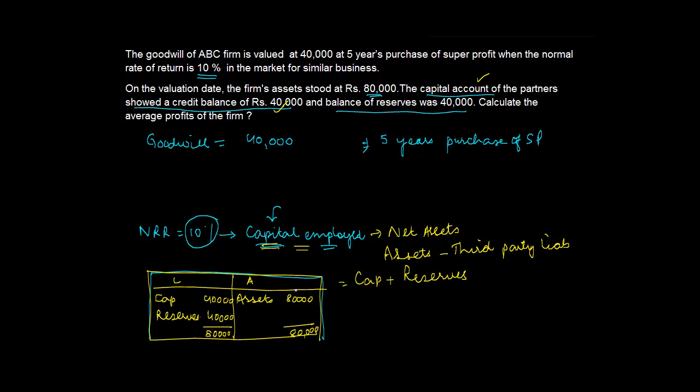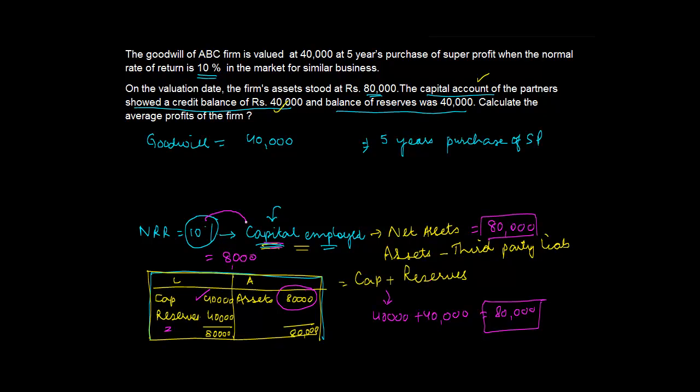If you apply this logic to the case given in hand, the assets are 80,000, there is no liability. So the capital employed can be taken as 80,000 under this option. Even if I follow this approach, how much is the capital? 40,000. The reserves are again 40,000. The total is 80,000, right? So my capital employed is 80,000. The normal return is 10% on capital employed or 8,000. Basically 10% of 80,000, right? Calculate the average profits of the firm.